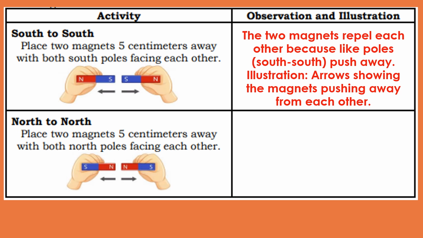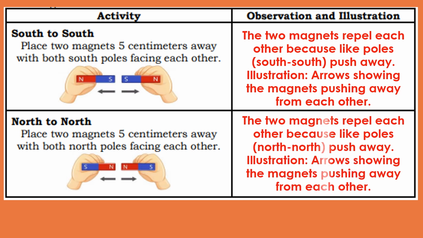Next is north to north. Place two magnets 5 centimeters away with both north poles facing each other. The two magnets repel each other because, like poles, north to north push away. The illustration are arrows showing the magnets pushing away from each other.